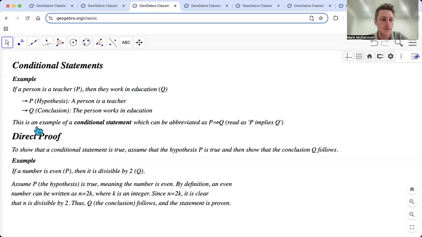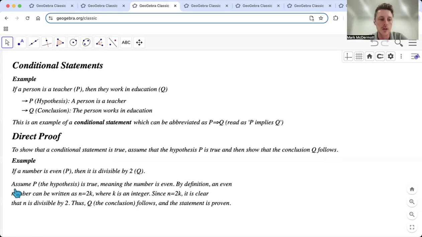Okay. Then what we can do is start to talk about proofs. What we might want to do is to show that a conditional statement is true. What we're going to do is assume that the hypothesis P is true, and then show that the conclusion Q follows. So it makes sense with an example here. If a number is even, that's our hypothesis, then it is divisible by 2, which is our conclusion.